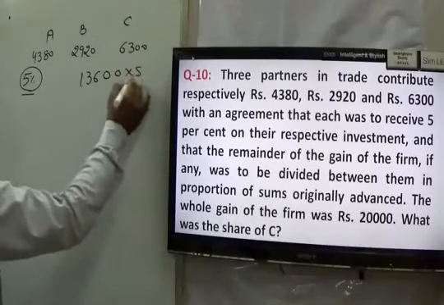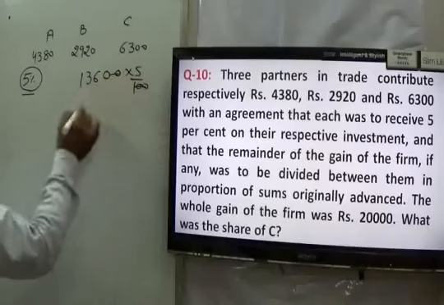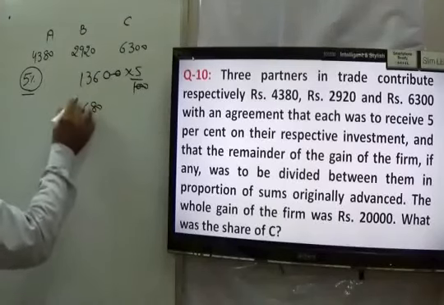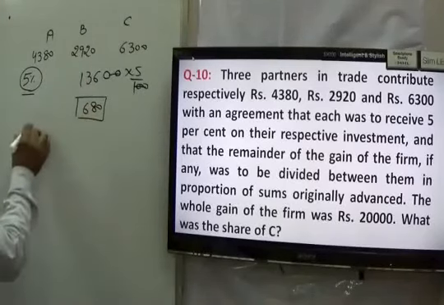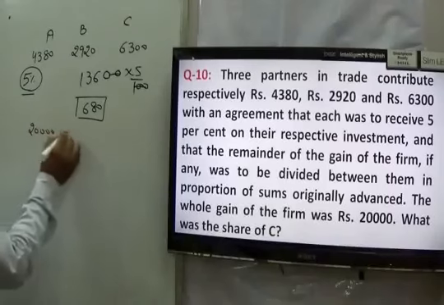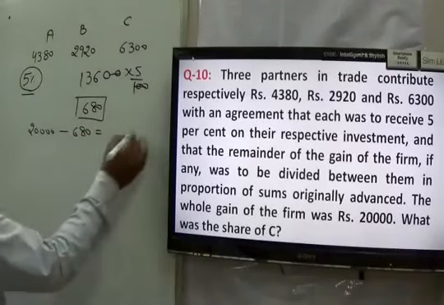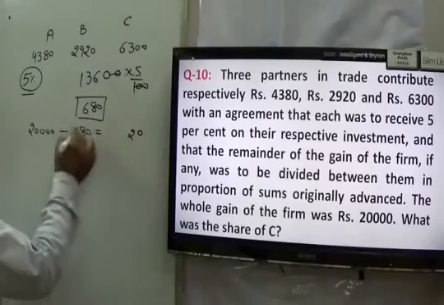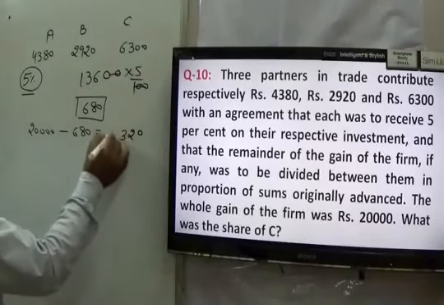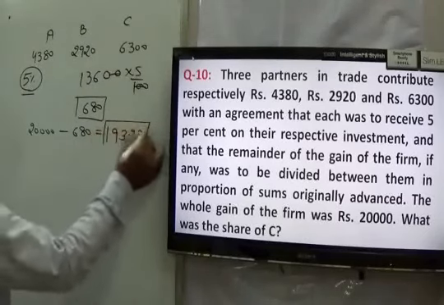Find 5% of this. You get it as 680. Out of the total profit 20,000, 680 have to be subtracted. What do you get now? 0, 8 to 10, 0, carry 1, 7, 3, 10, 0, 1, 19320.